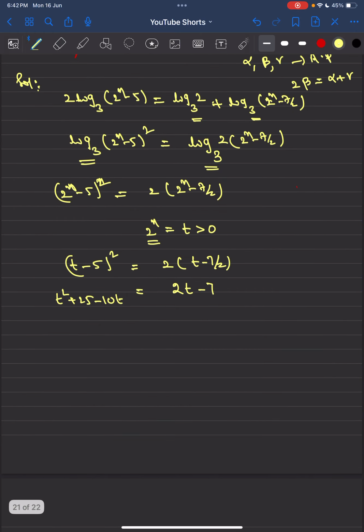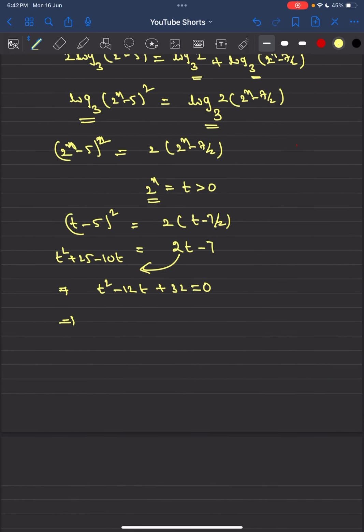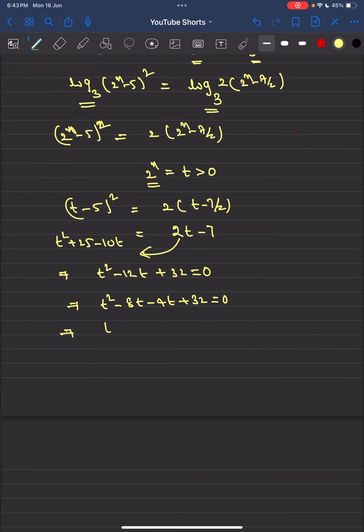Now by rearranging terms, you can write this as t square, take 2t to this side, that is minus 12t, 25 plus 7, that is 32, is equal to 0. So now solve this quadratic: t square minus 8t minus 4t plus 32 is equal to 0. This implies t into (t minus 8) minus 4 into (t minus 8) is equal to 0. So (t minus 8) into (t minus 4) is equal to 0. That implies t is equal to 8, 4.